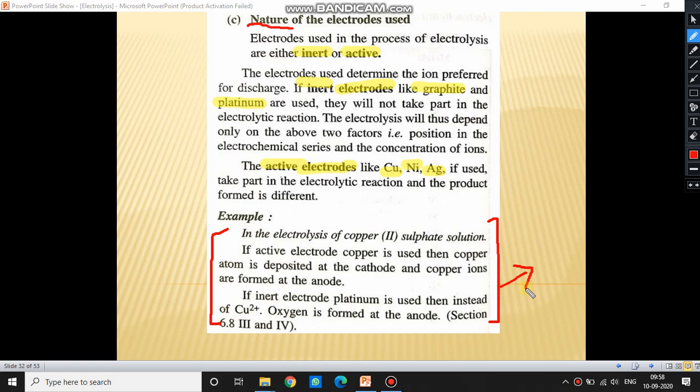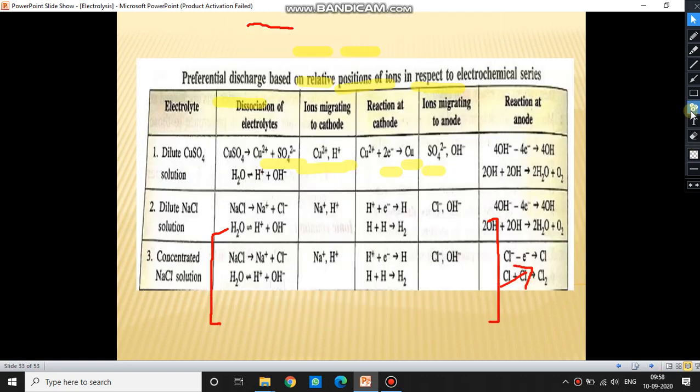This I will be teaching you when I actually take up the example of aqueous copper sulfate solution with active electrodes and with inert electrodes. So till that time you can keep this part marked, and we will be coming back and you will understand. It's very simple, but at this point of time I won't be able to do justice to this example. Now let's come to this table. It's given in your book.